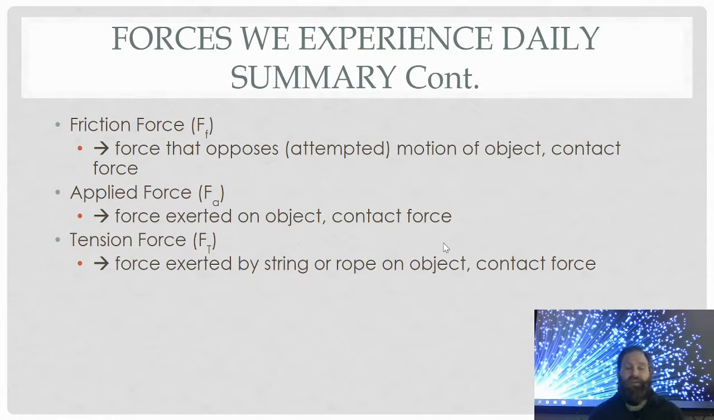Then we have the friction force, which opposes the attempted motion of the object. It wants the object to stay in the same place. It resists the motion. We have the applied force, so it's a contact force, a pushing force or a pulling force. And then we have the tension force, and it's also an applied force, but it's a specific applied force when you have a rope or a string.